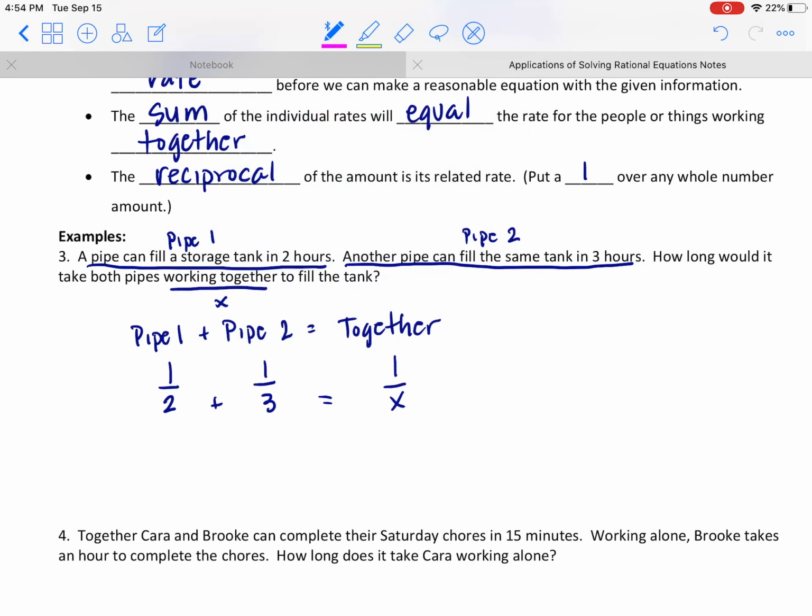Not a proportion, but we can get common denominators to avoid having to deal with those denominators. So the least common denominator here for 2, 3, and x would be 6x. So I would multiply this first fraction by 3x, multiply the second one by 2x, multiply this last one by 6. And now each of those denominators is 6x. And remember, once all of the denominators are the same, they no longer affect the problem. So we're going to proceed to solve using just the numerators.